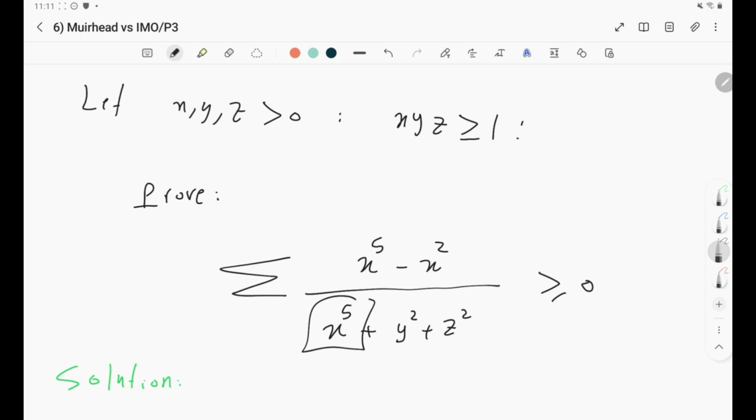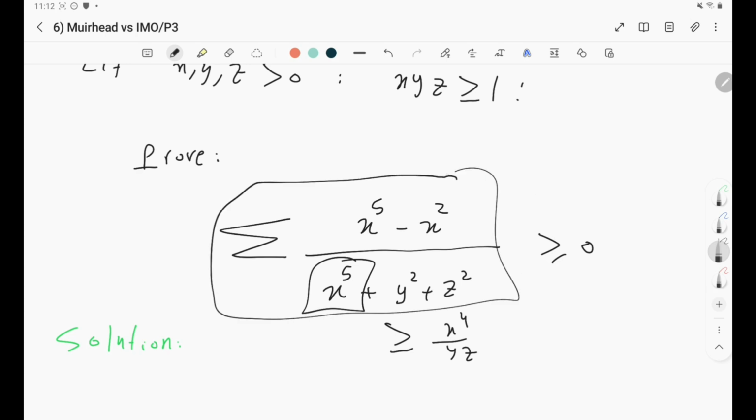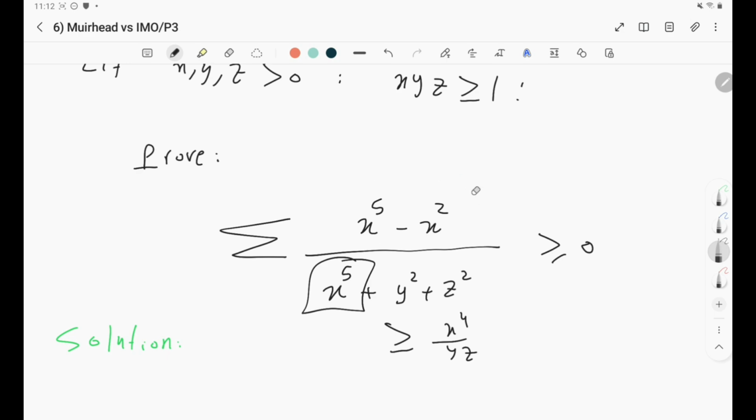But the problem is for this thing here. Can we do the same thing? Can we say that this thing is greater than x to the 4 over yz? Well, unfortunately, no. The reason is simple. Here, we need to minimize all of that. So we need to minimize the numerator. But that doesn't mean we need to minimize the denominator, no. Actually, we need to have the opposite. So this unfortunately doesn't work.